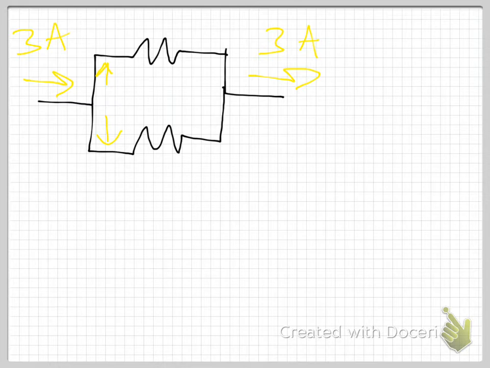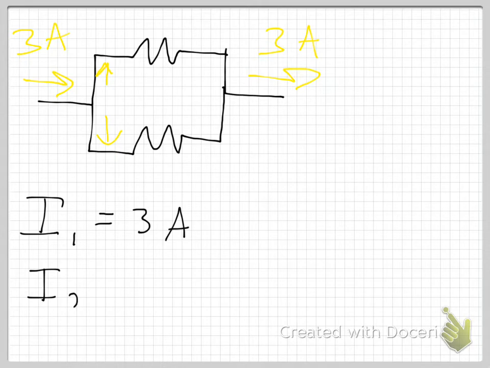So if I add up the current flowing in this leg and the current flowing in this leg, I'm going to have to get 3 amps. I don't have any other sources of current in there. Conservation of charge is a thing, so I'm going to have to get 3 amps, right? So let's see what I've said so far. The current flowing through the 8 ohm resistor, we'll call that I1, is equal to 3 amps. The current flowing through the 4 ohm resistor, we'll call that I2, is equal to 3 amps.